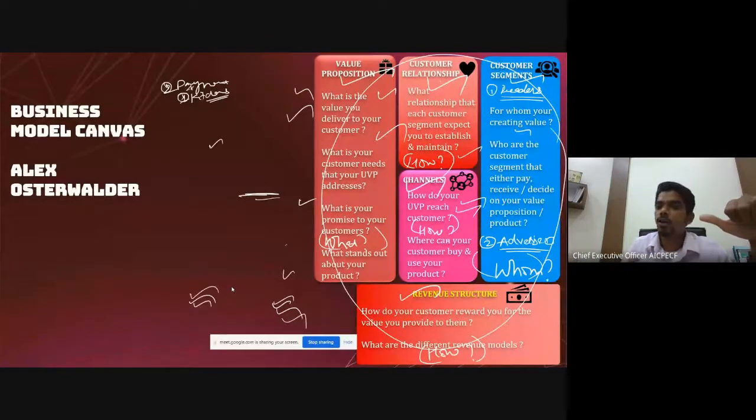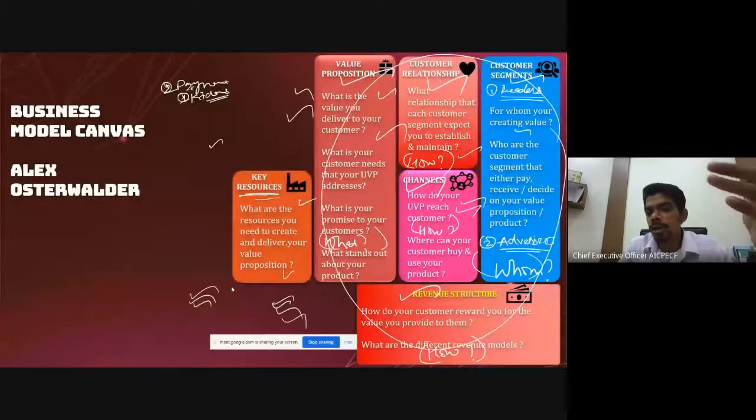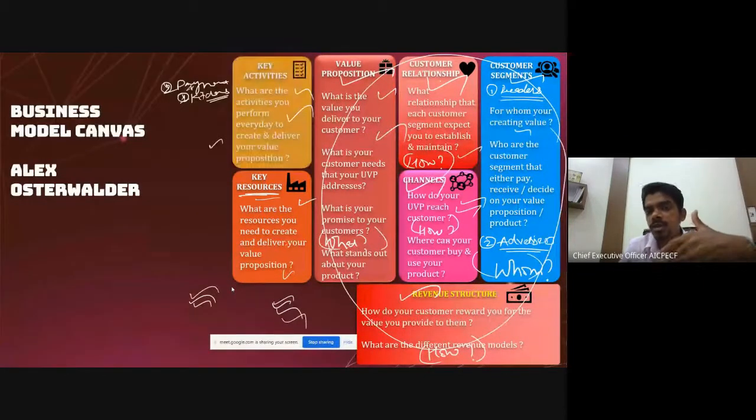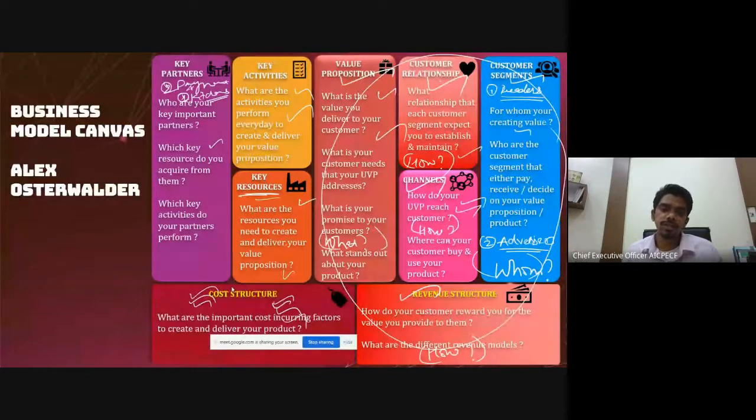The right hand side is what you're going to do, and the left hand side is how you're going to do it. So what are the resources that you need to do these things? What kind of activities do you need to do on a day-to-day basis? What kind of key partners do you need to engage with, and what is the cost structure? So once this is done, we have made a business plan, a single page business canvas.